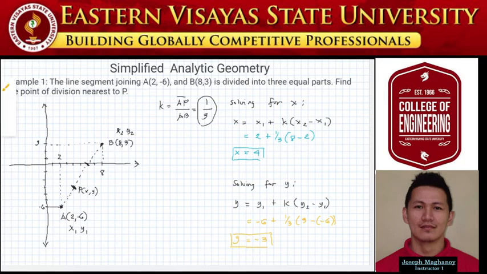Therefore, your point P, x and y, is located at (4, -3). So let's locate (4, -3).